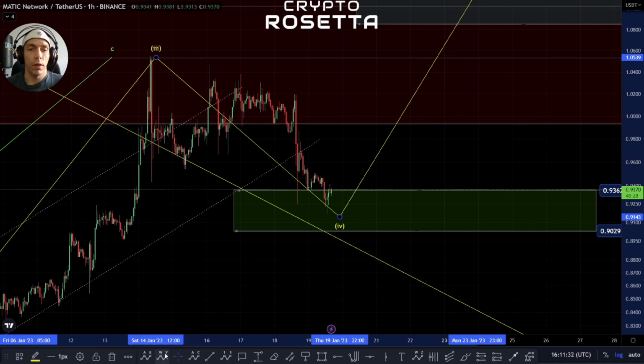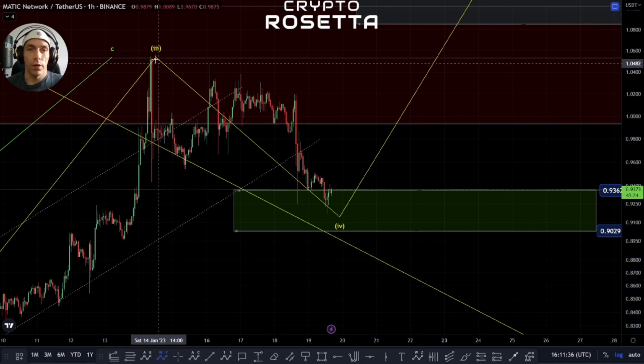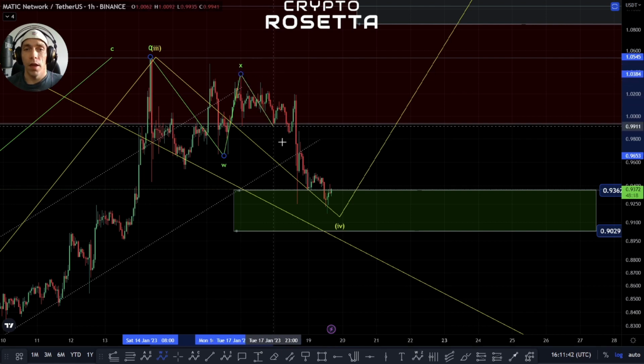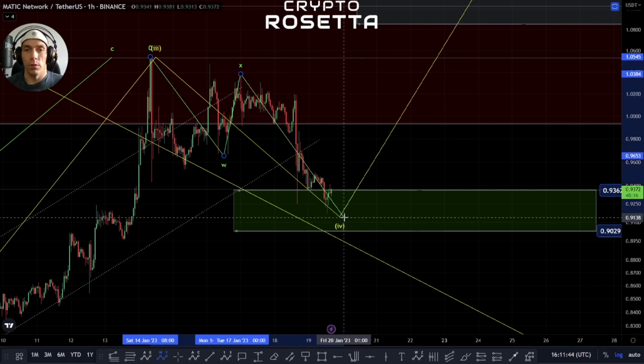Or alternatively, what we would have to do is look at this move as an A, B, C down into this low point here, which would make this a W wave. Then we'd have to treat this as an X wave to the upside, and then the fact that we were getting another W wave to the downside.